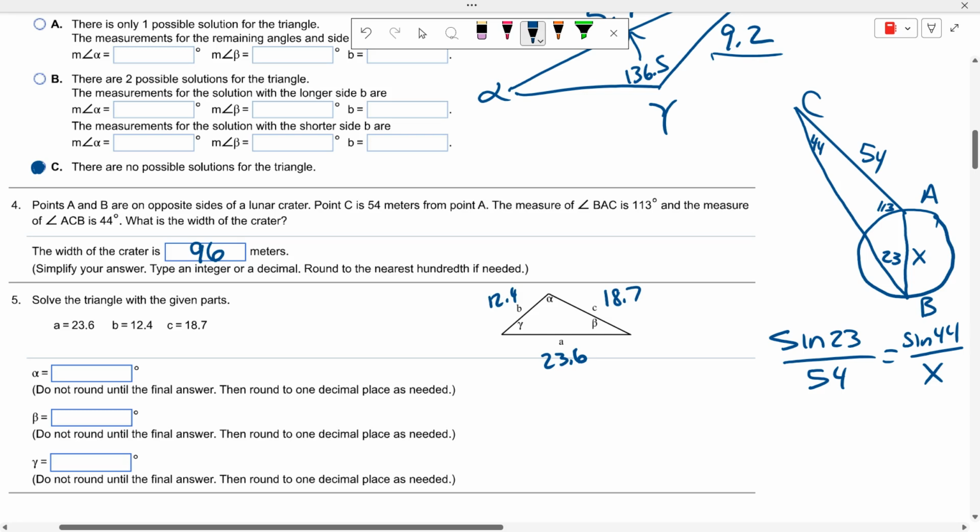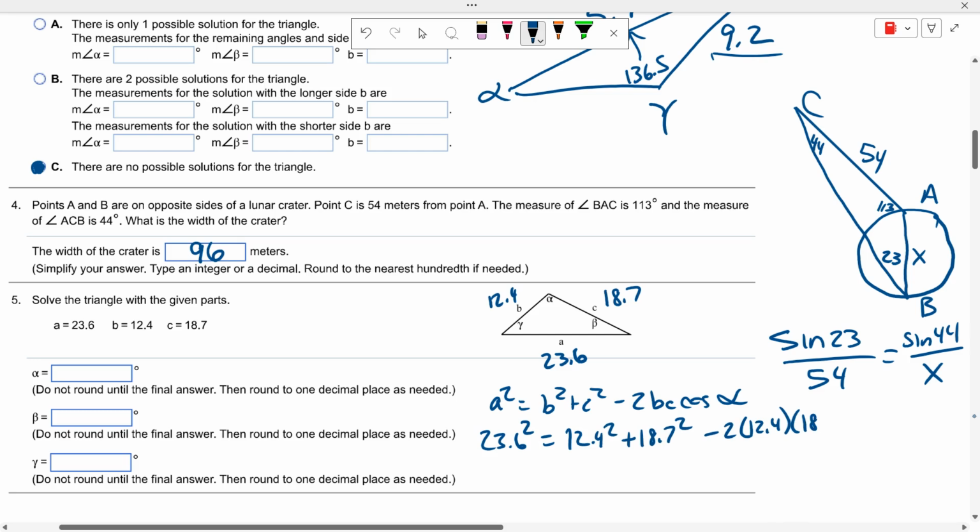Okay, when we have A is 23.6, B is 12.4, C is 18.7, this is the law of cosines. So if we want to find angle alpha first, we say, well, a squared equals b squared plus c squared minus 2bc cosine of alpha. So 23.6 squared equals 12.4 squared plus 18.7 squared minus 2 times 12.4 times 18.7 cosine of alpha.